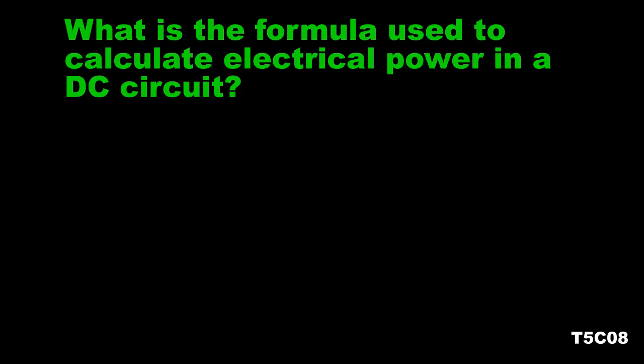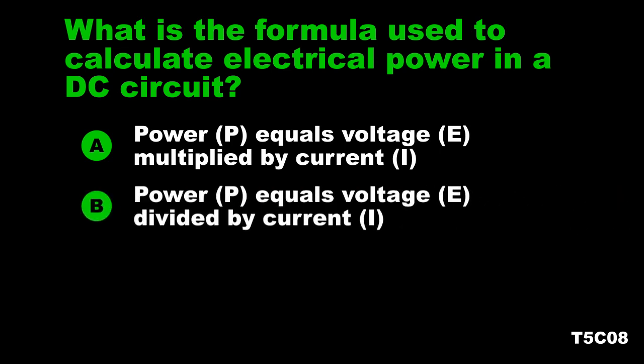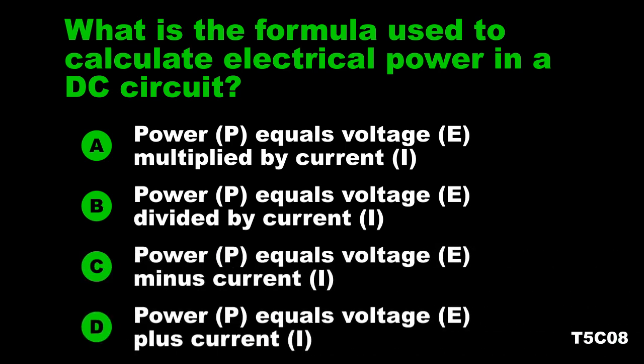What is the formula used to calculate electrical power in a DC circuit? Is it A, power equals voltage multiplied by current, B, power equals voltage divided by current, C, power equals voltage minus current, or D, power equals voltage plus current?